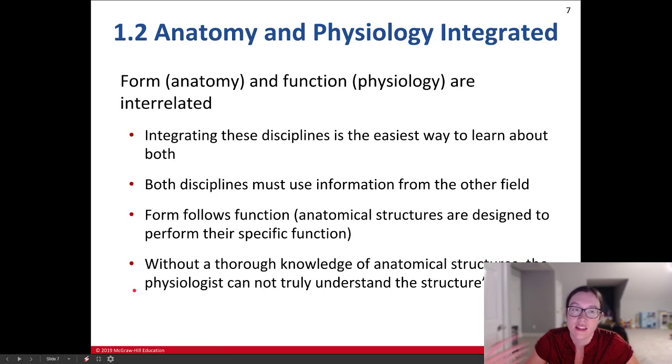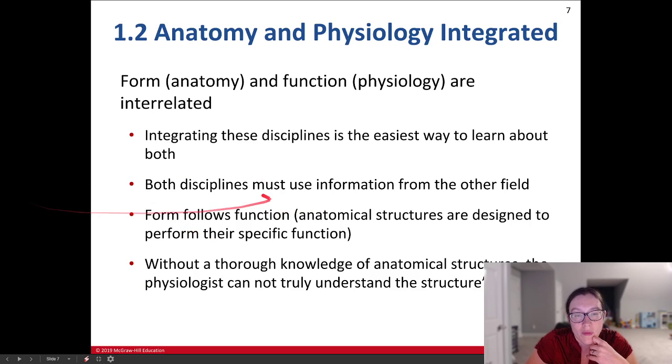So once again, as I said, the form or anatomy of something is really related to the function or physiology. And by learning about both of them at the same time, it's easier to connect those topics. If you learned about the anatomy of the heart one year and then didn't learn about the function of the heart until the next year, you might not remember as much about the anatomy and you'd have to kind of relearn it. So sometimes it's good to learn them together. Both anatomy and physiology rely on each other.